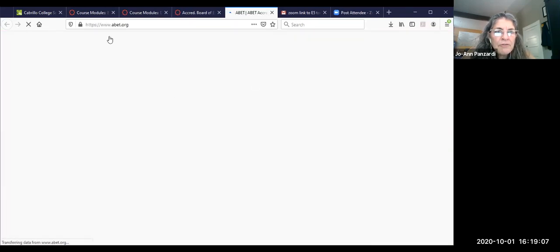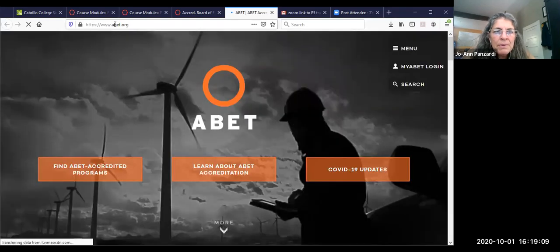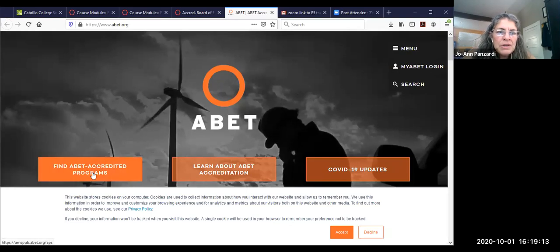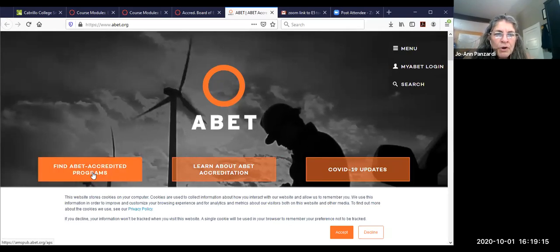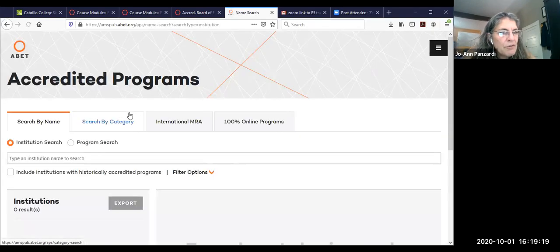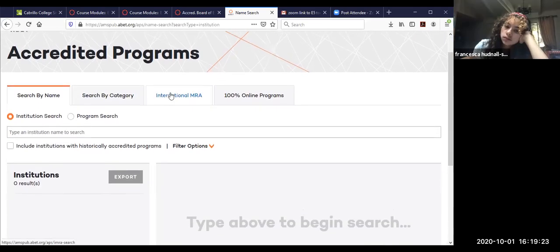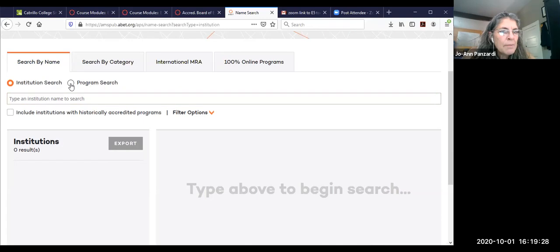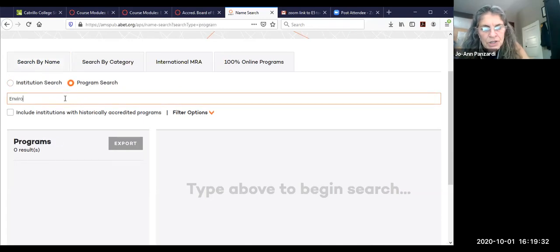And the website is called ABET, abet.org, if you see it up here. I could go in here and find out which programs are accredited or not. Are any of you interested in environmental engineering? Okay, I see a nod. So I'm going to search for a program. I'm going to type in environmental engineering.